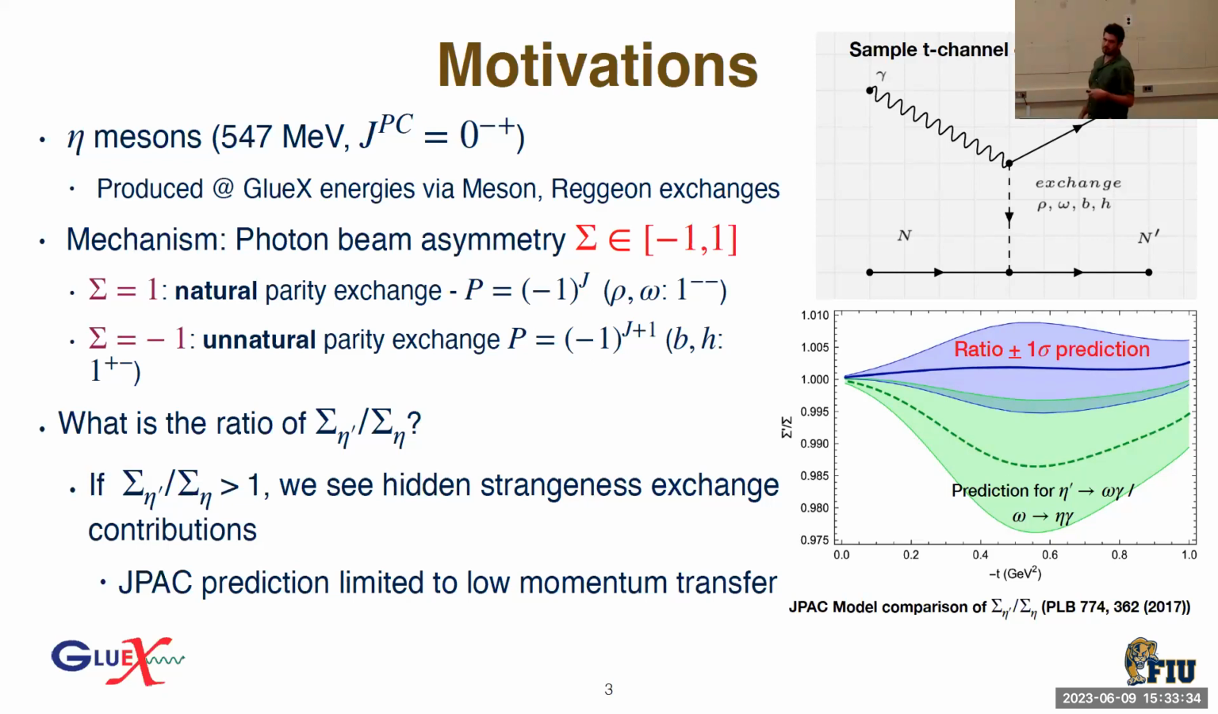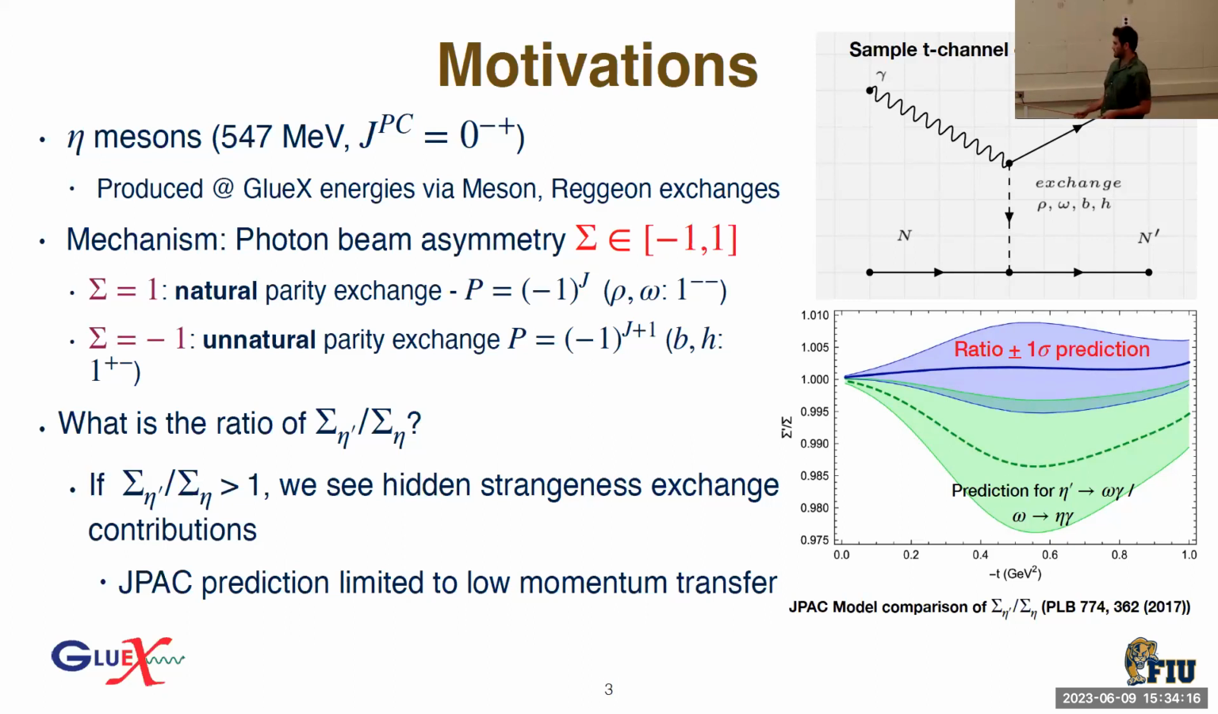And another problem that surrounds this is a very similar meson, the eta prime, with a different quark structure. Understanding its production mechanism will also be interesting because it seems to be understood, at least with this theory, with this diagram from the JPAC model, that the ratio of the asymmetry of eta prime to the asymmetry of eta is generally 1 at low momentum transfer, implying the production mechanisms are similar. But we're trying to see if that ratio leaves 1, and then that way we'll discover some hidden strangeness exchanges. So this is really one of the big selling points of doing this beam asymmetry study.